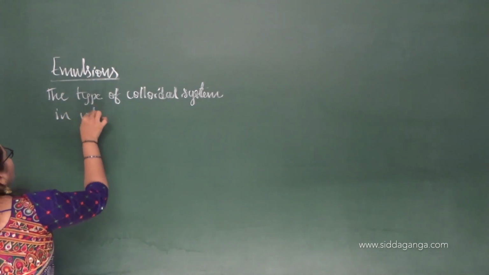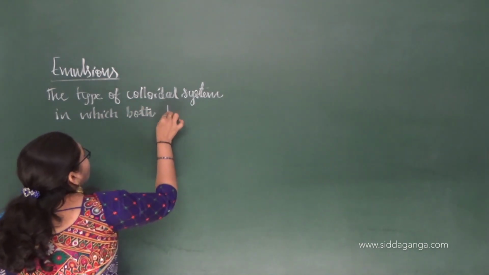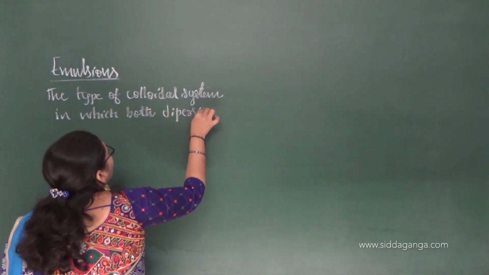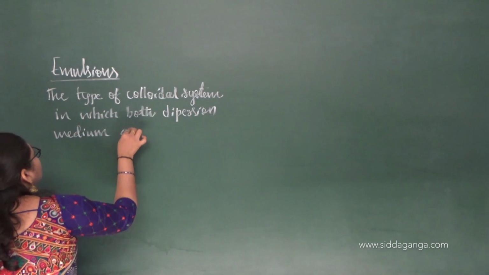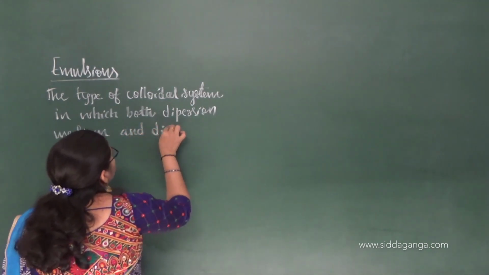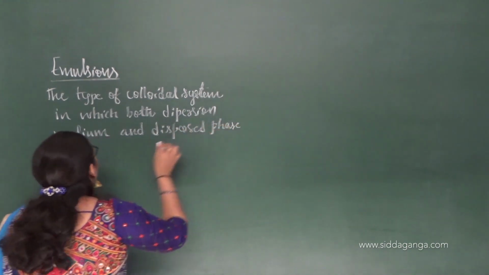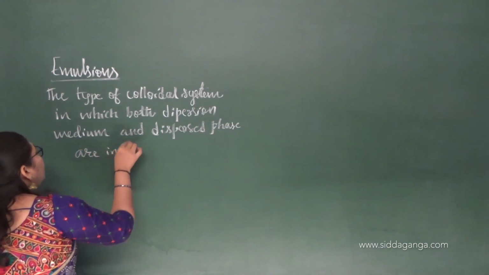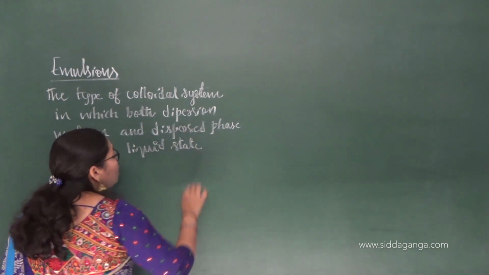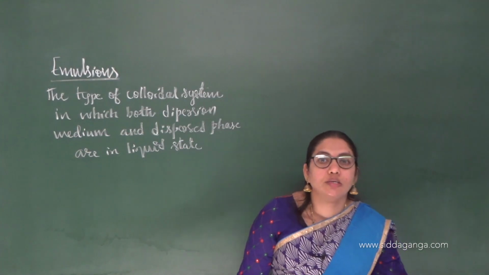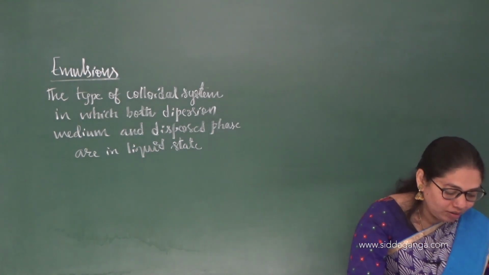A type of colloidal system in which both the dispersion medium and the dispersed phase are in liquid state. Such types of colloidal systems are called as what? The emulsions. Such types of colloidal systems are called the emulsions.